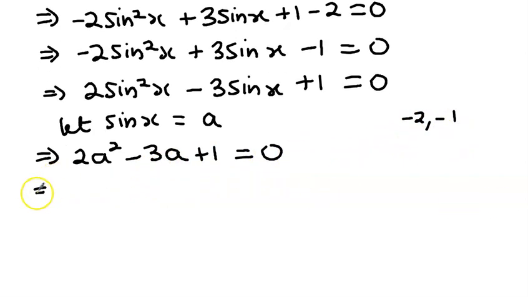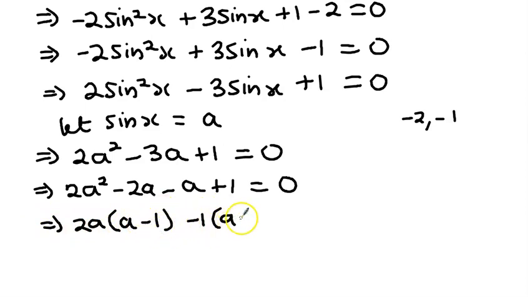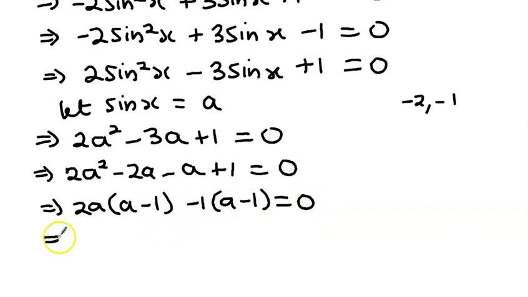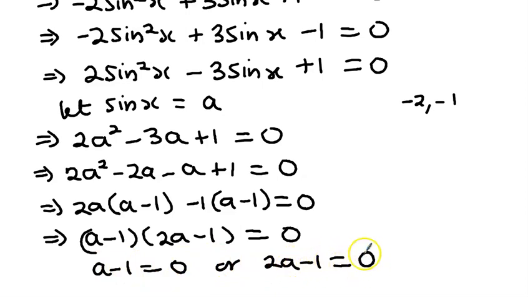Break the middle term into those two factors. So 2a squared minus 2a minus a plus 1 is equal to 0. So the common factor here will be 2a, then a minus 1, minus 1, a minus 1 is equal to 0. So that we have a minus 1 times 2a minus 1 is equal to 0. If we have something like this, it's either a minus 1 is equal to 0 or 2a minus 1 is equal to 0. So we find the value of a in each case.